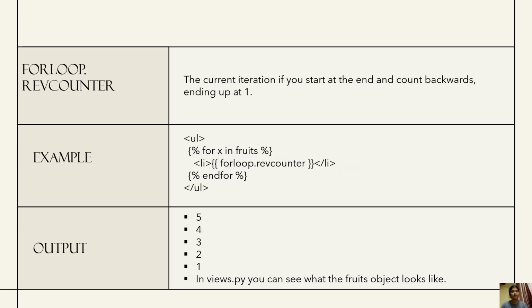Next is for loop reverse counter. It gives the current iteration if you start at the end and count back, ending at 1. This is the function which for loop reverse counter does, and we have the example program, that is for x in fruits, for loop reverse counter. So it starts with the reverse and goes till 1, like 5, 4, 3, 2, 1. So if we have an index from 0 to 5, it starts from reverse like 5, 4, 3, 2, 1 and it just ends with 1. And even if there are 10 numbers, it starts from 10 and ends with 1.